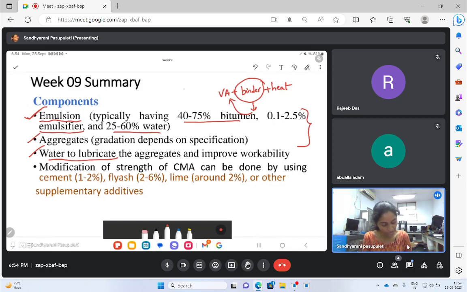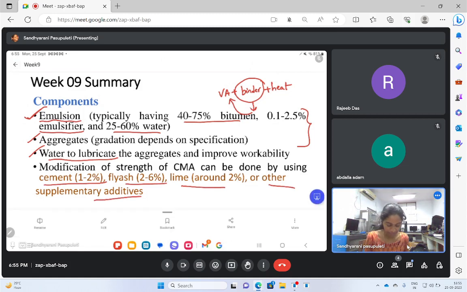is what we call the cold mix preparation materials. In addition to these components, we also can add further materials to improve the strength of the mixes. So that comes as an additional. If we don't want to improve the strength, we don't need to add anything extra. If we want to improve the strength, it is suggested to use cement, fly ash, lime or other supplementary additives.